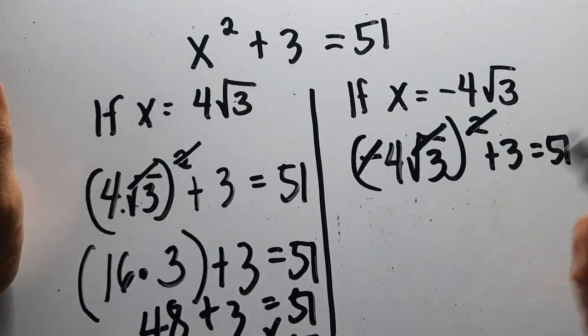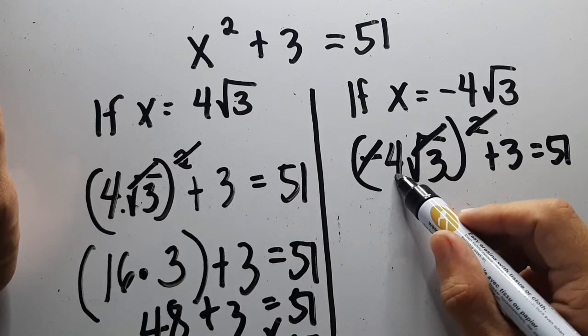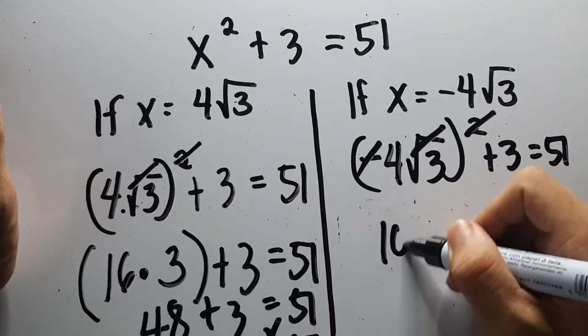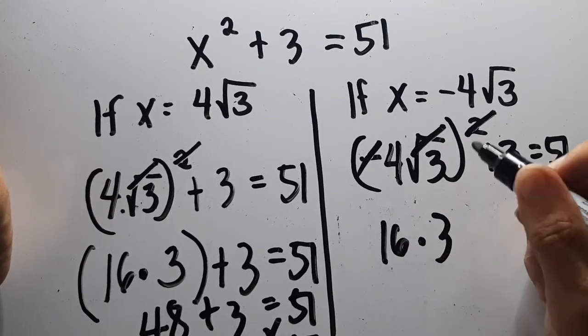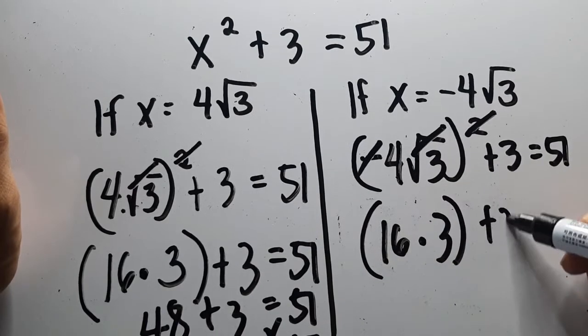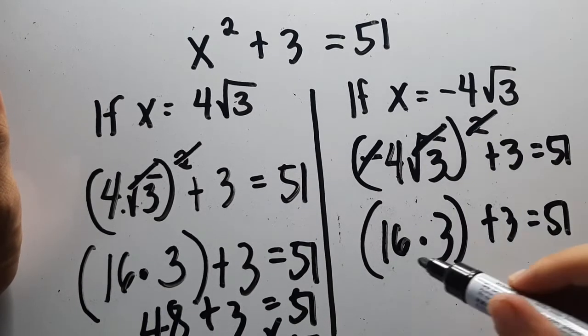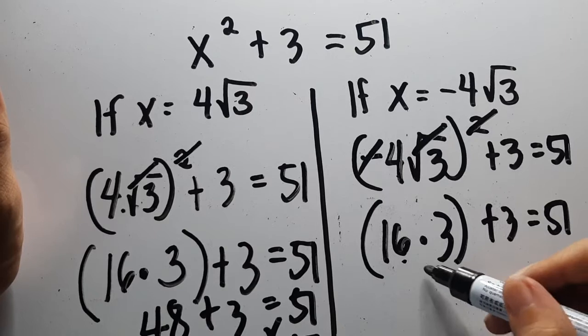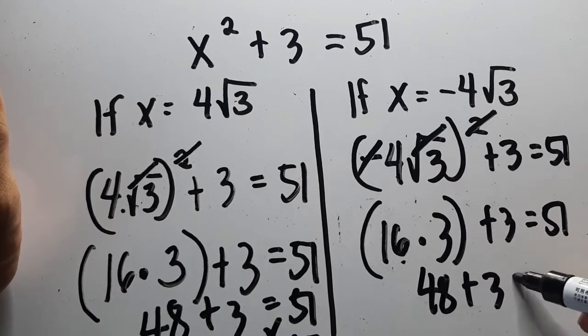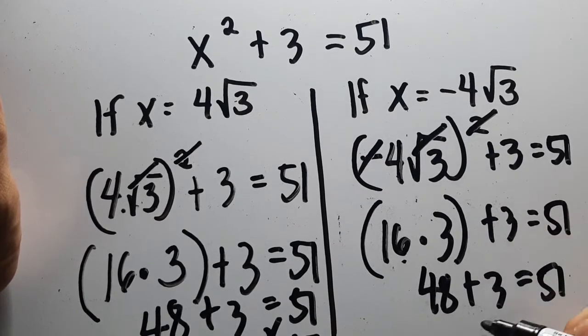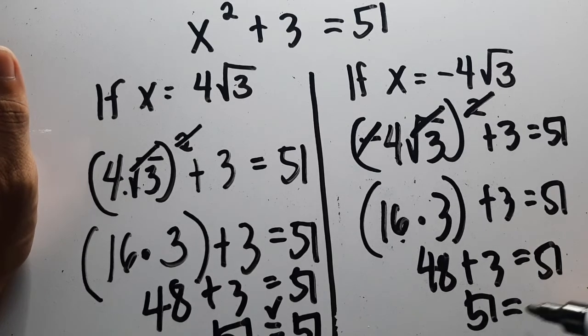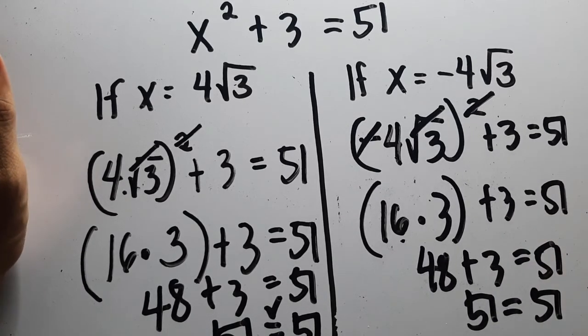So ang matitira na lang, katulad ng kanina, dahil in-square natin to, so we have 16 times 3 na lang ulit ang matitira. So we have plus 3 is equal to 51. So 16 times 3 is 48 plus 3 is equal to 51. So we have 51 is equal to 51.